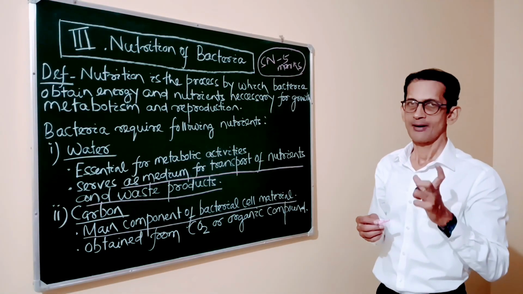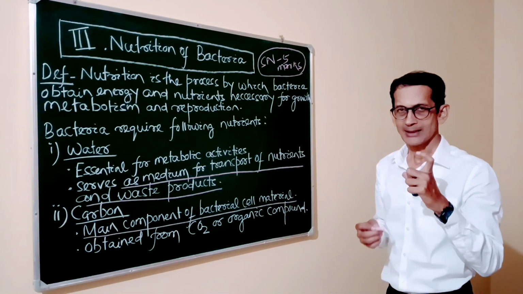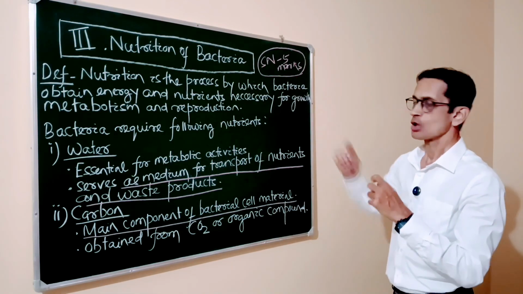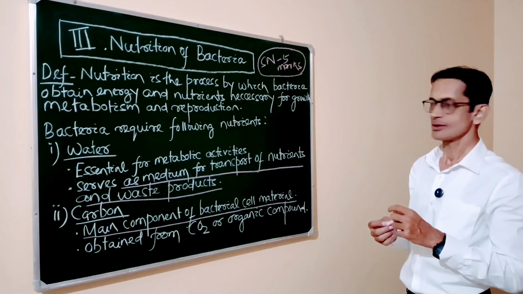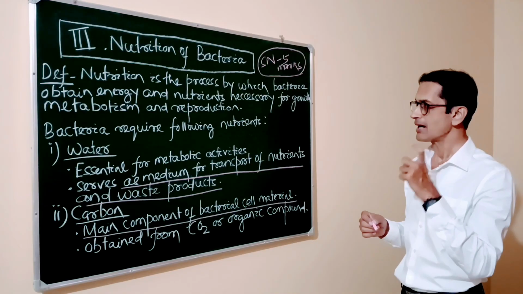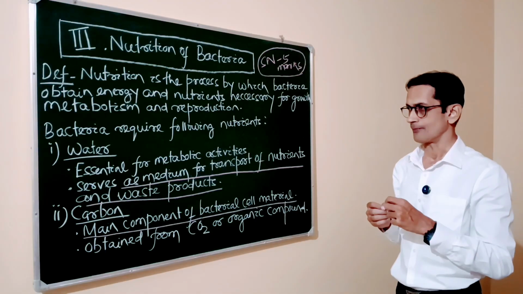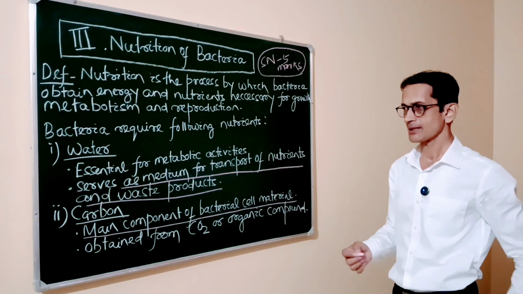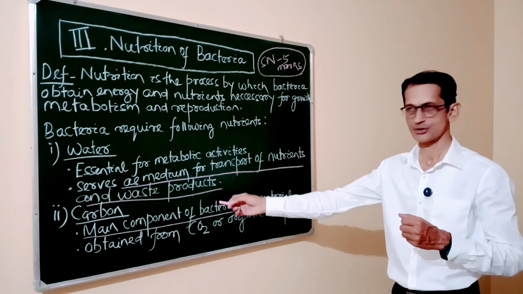So the third part of our essay type question is nutrition of bacteria. Note that this particular section alone is also an expected short note of 5 marks. Nutrition of bacteria. So let us start with the definition. Nutrition is the process by which bacteria obtain energy and nutrients necessary for growth, metabolism, and reproduction. Bacteria require the following nutrients: water, essential for metabolic activities, and serves as medium for transport of nutrients and waste products.